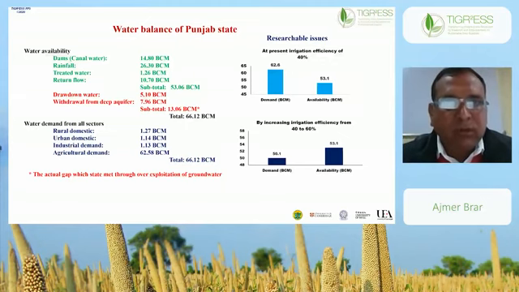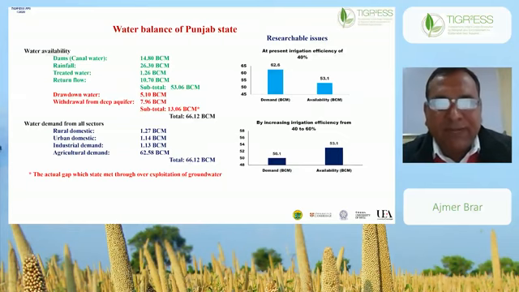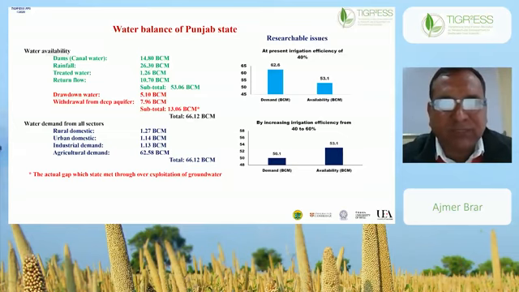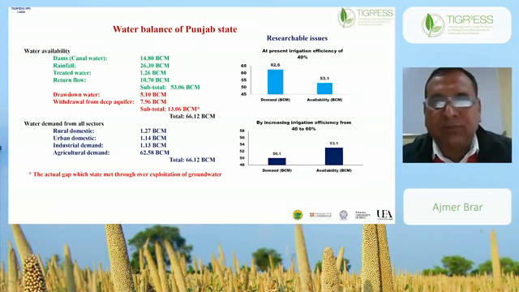And if we look below, in the blue, that is the water requirement from all sectors. Agriculture has the leading demand of 62.58 BCM. So the total demand is 66.12 BCM and availability is 53.06. So there is a gap of 13.06 BCM, which Punjab is currently meeting through drawdown water, 5.10 BCM, and withdrawal from the deep aquifer, 7.9 BCM. So this 13.06 is the overdrafting of water.